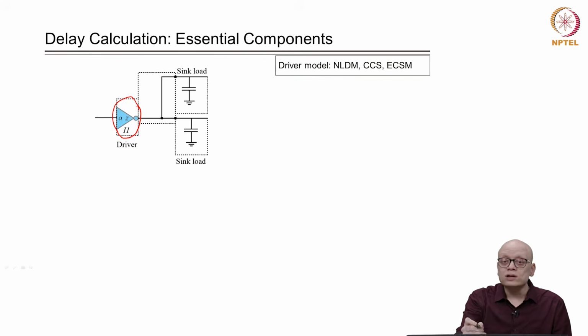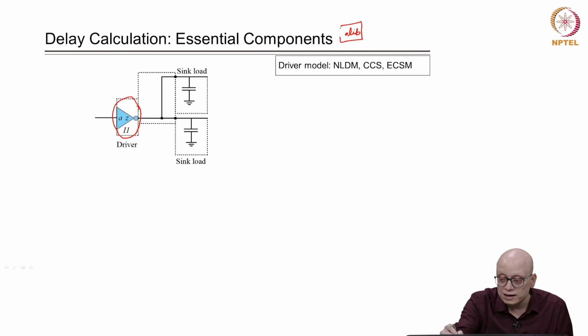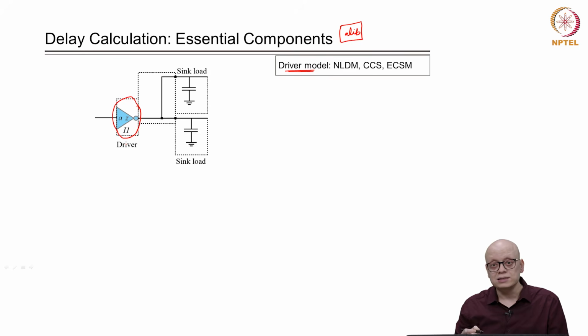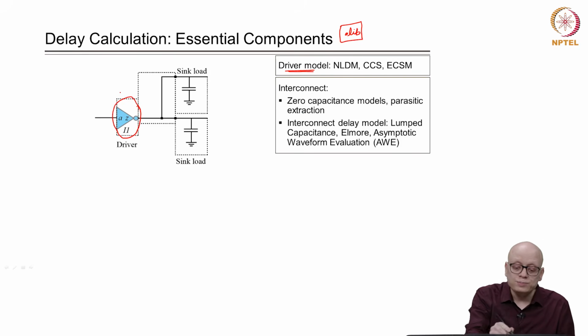The tool will look into the .lib file, which is typically in the Liberty format. From the .lib file, the tool will get the driver model for this driver I1, which may have a delay model of either NLDM, that is the nonlinear delay model which we discussed in earlier lectures, or an advanced delay model such as CCS or ECSM. So, this is the first part: the driver model of the driving cells is necessary for computing the delay of a given stage. Then come the attributes of the interconnect.